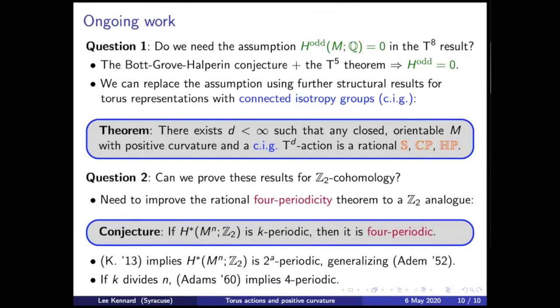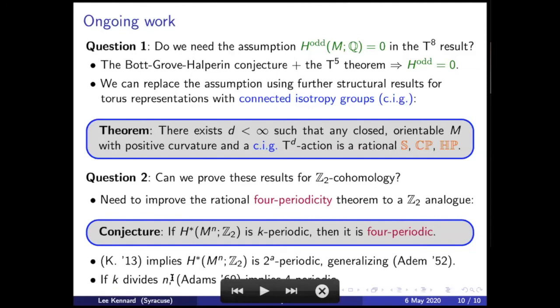Some evidence for this is that the main lemma in proving the rational four periodicity theorem actually involves Z2 cohomology. Specifically, if you have any period whatsoever, and you take the minimum period, that minimum period has to be a power of 2. This is a direct generalization of a result of Adams, as in the Adams relations for Steenrod squares. That's where the proof comes from. So that's some evidence, but there are lots of powers of 2 beyond 1, 2, and 4.